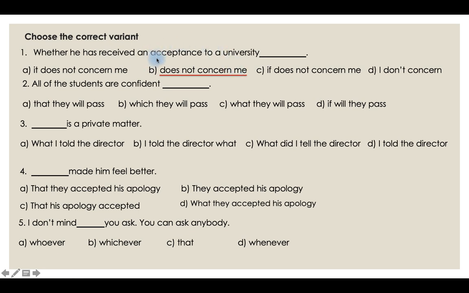Right? Whether or not this part is in the position of subject, right? That's the subject of the sentence. So it should be followed by a verb. It cannot be followed by it. Yeah, it should be followed directly by a verb. All of the students are confident that they will pass. Yeah, which, what, or if are not possible in this position. What I told the director is a private matter. Yeah, be is not possible here because it is followed by the verb to be. Yeah, so we need a subject. Yeah, this part is the subject of the sentence.